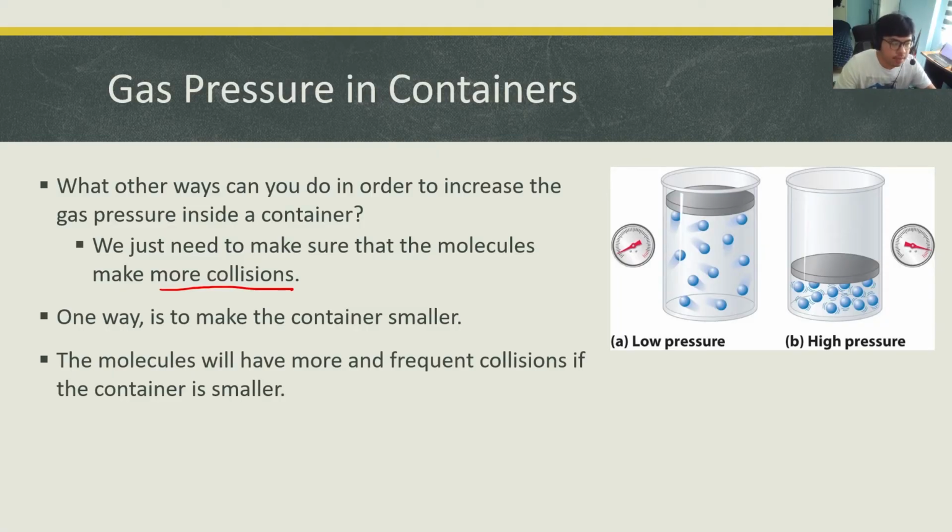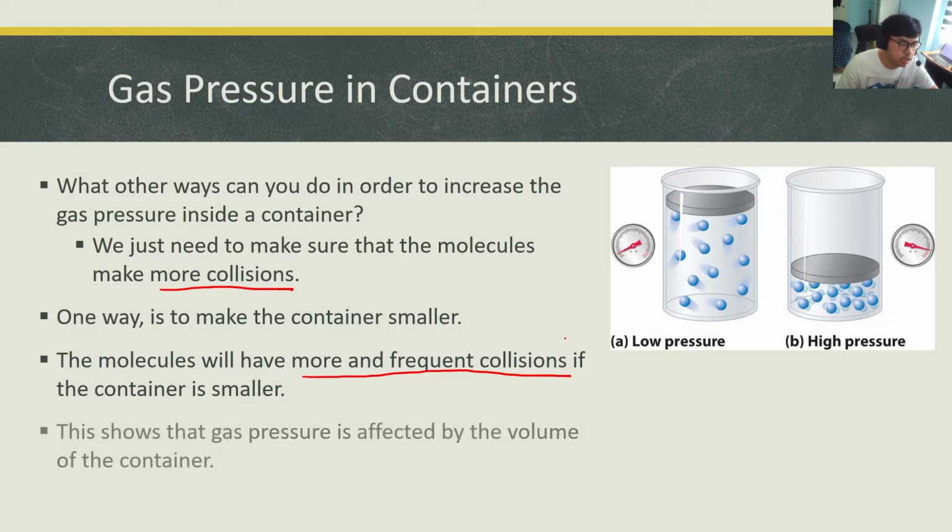Now, why does this happen? When the container is smaller, the molecules will have more frequent collisions. If you have more collisions, that means the pressure is also more. If the container is larger, there will be fewer collisions, so the pressure will decrease. This shows that the gas pressure is affected by the volume of the container.